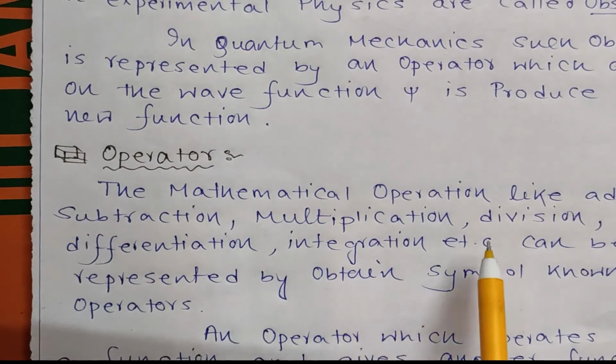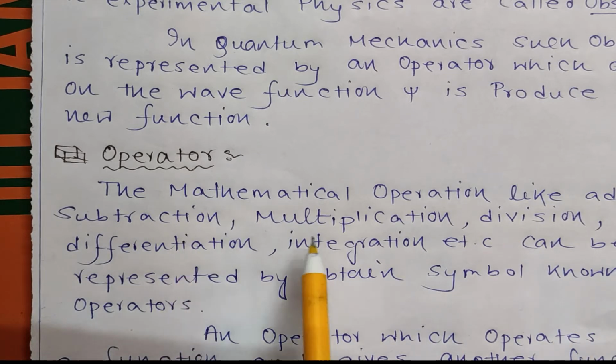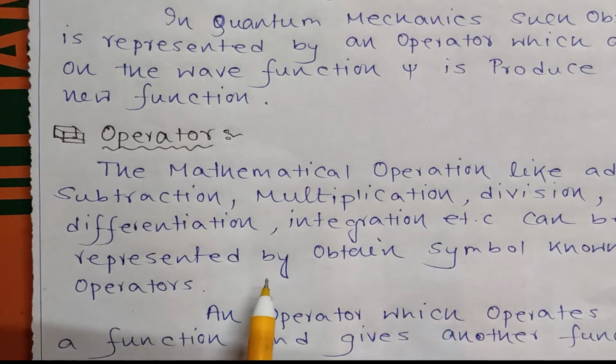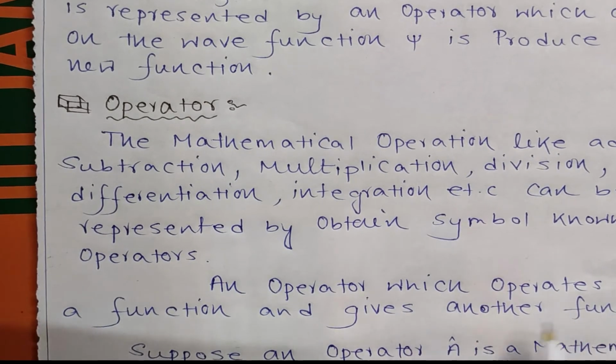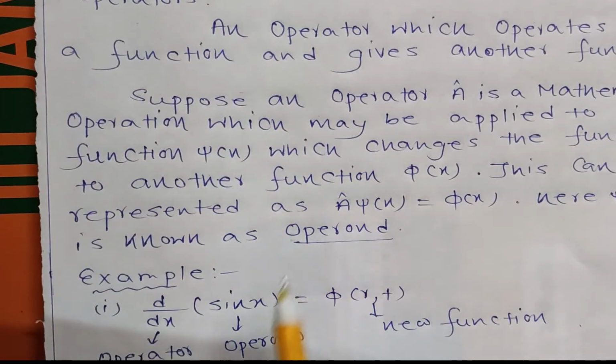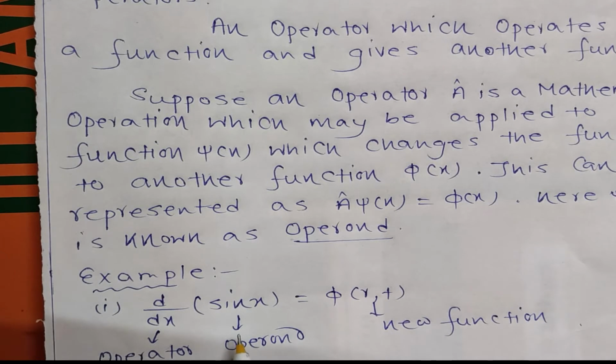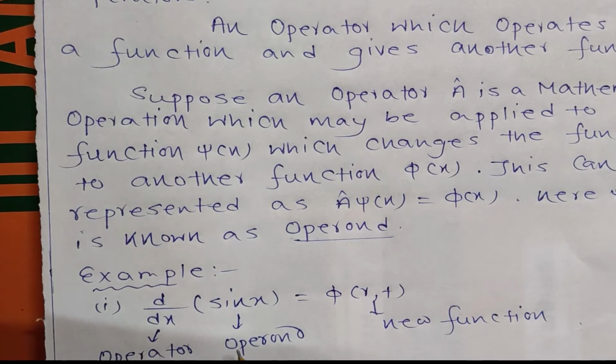Mathematical operations like addition, subtraction, multiplication, division, differentiation, integration, etc. can be represented by a symbol known as an operator. An operator operates on a function and gives another function. Example: d/dx is the operator and sin x is the wave function. The operator operates on this function and gives a new function, phi(x) equal to cos x.